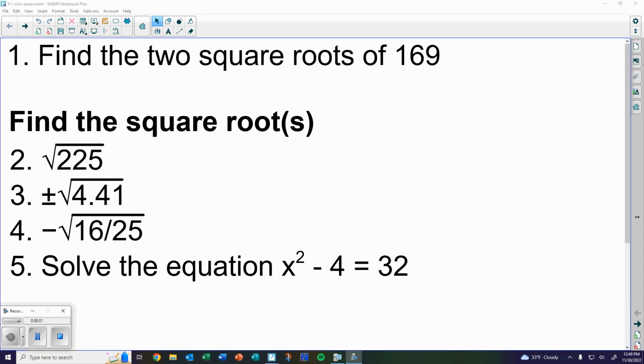Here, I want you to label this on your lined piece of paper as 9.1 mini assessment. This is back from the very first section we did on squares and square roots. This has 5 questions up here, the top one and then directions to these down here. I want you to take some time and do these. We're going to go over them together and see how you did.